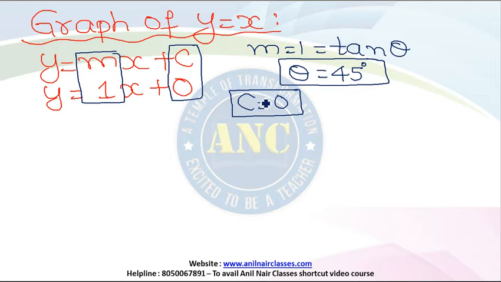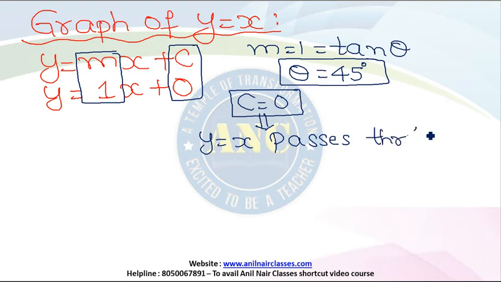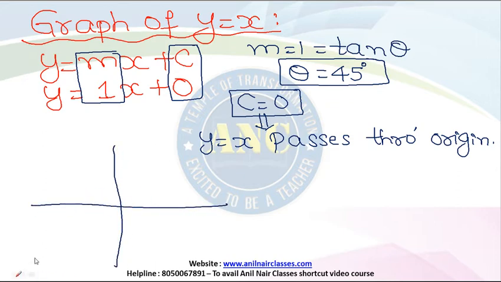C value 0 means the line y is equal to x will pass through the origin, right? It will pass through the origin. That is the meaning of C value 0. I just explained this concept a couple of minutes before. That means if I draw a coordinate axis like this, the line y is equal to x should definitely pass through the origin, right? There is no other go for it. It should definitely pass through the origin.